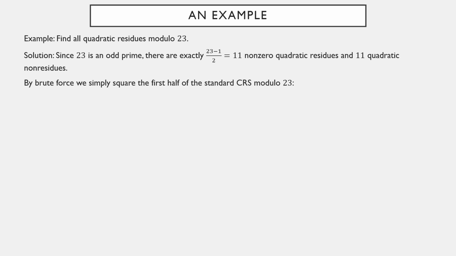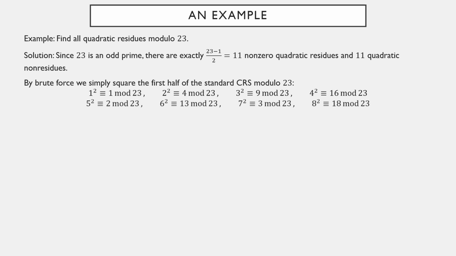By brute force, all we have to do is square the first half of the standard complete residue system. 1 squared, 2 squared, 3 squared, 4 squared, all squared to be less than 23, so this is all going to go quite standard. 5 through 11, I just have to square and then reduce modulo 23 because we are working in the standard complete residue system. And observe, we haven't repeated any values. We couldn't possibly, because once I go past 11, 12 is equivalent to negative 11. So 12 squared will be equivalent to 11 squared. 13 is equivalent to negative 10. So 13 squared will be equivalent to 10 squared. 14 squared, 15 squared, etc.